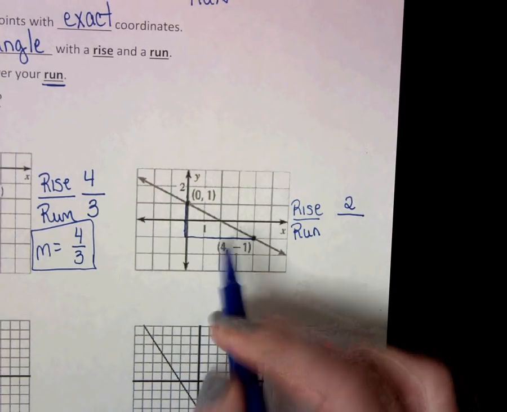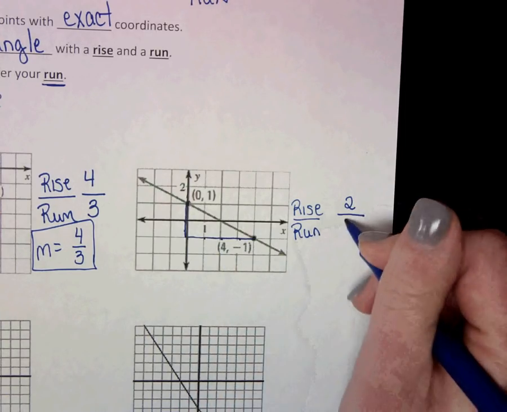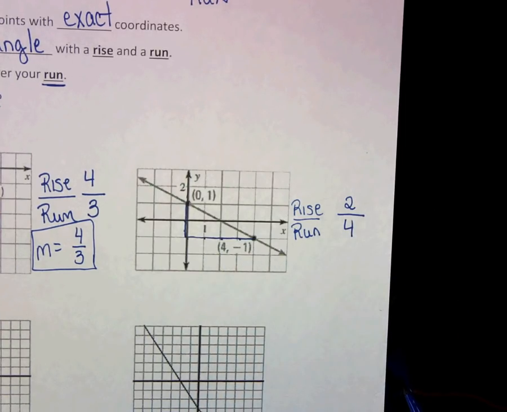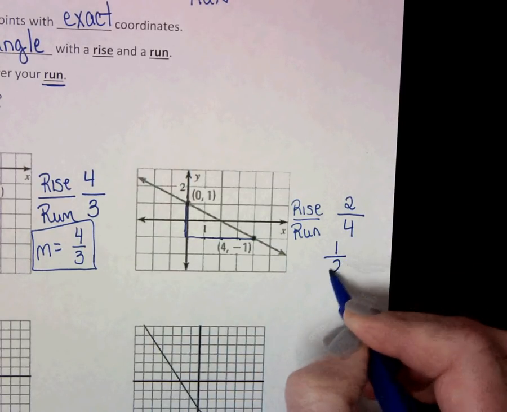Okay, how many are we running? 1, 2, 3, 4. Okay, so can that be reduced? Can we simplify that fraction? We sure can, to 1/2.